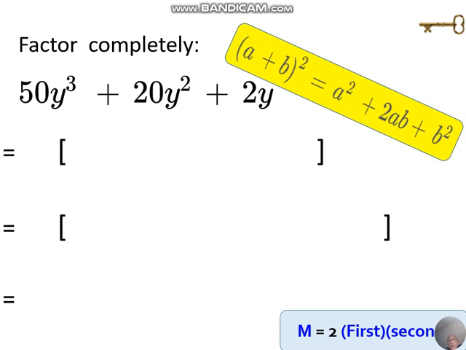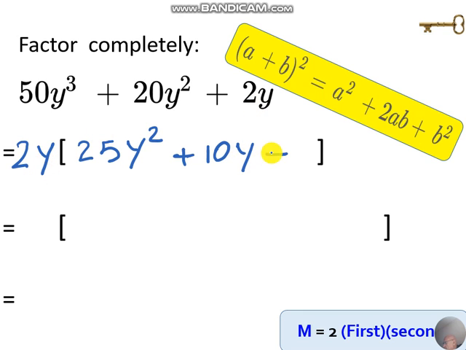What is the common factor between 50, 20, and 2y? The common factor here is 2. You have y to the third power, y squared, and y to the power of 1. I take the lowest power, means 2y is the common factor. If I divide 50 by 2, I get 25. y cubed divided by y, I get y squared. 20 divided by 2, I get 10. y squared divided by y, I get y. 2y divided by 2y, I get 1.